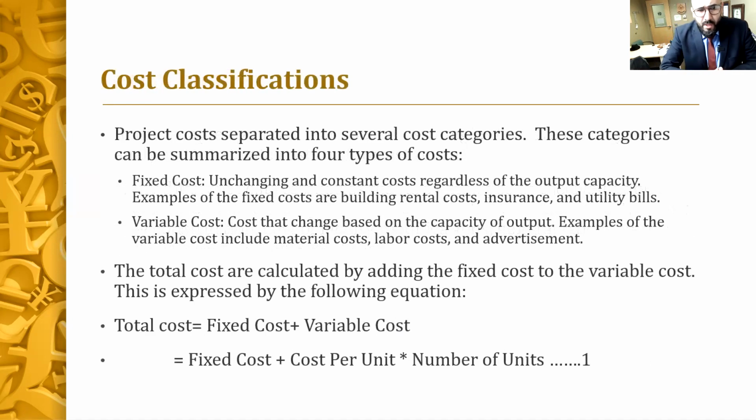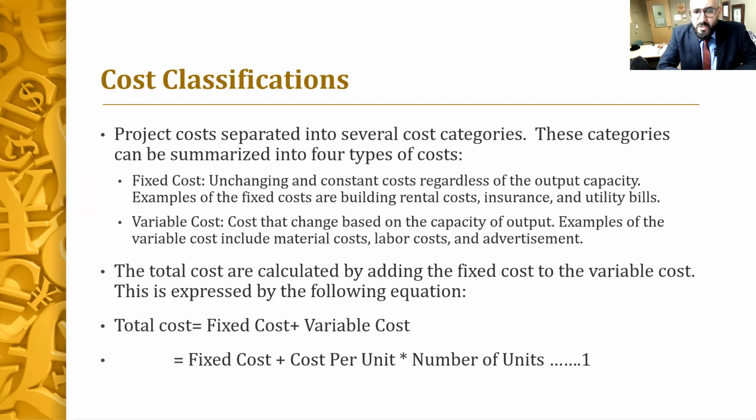In order to get into more details and to be more specific, we will be talking about these four types of cost. Number one is the fixed cost. When we say fixed cost, this cost is unchanging and constant regardless of the output capacity.